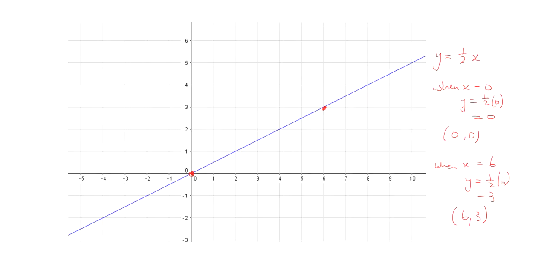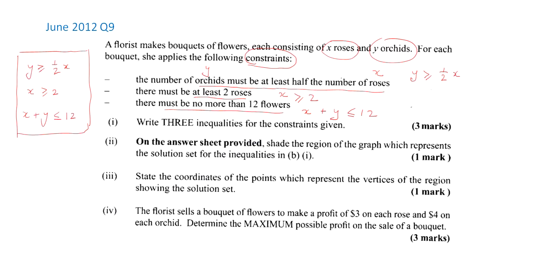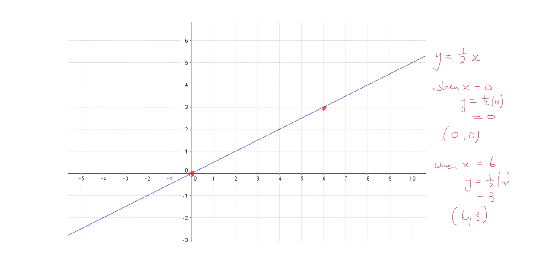Now, if we remember what the inequality was, Y is greater than or equal to a half X. Okay? So the inequality is Y is greater than or equal to a half X. Now, in order to determine which side of this line we should shade, we need to choose a test point. So let's choose, what if I choose this point here? Right, I'm going to choose this point here.